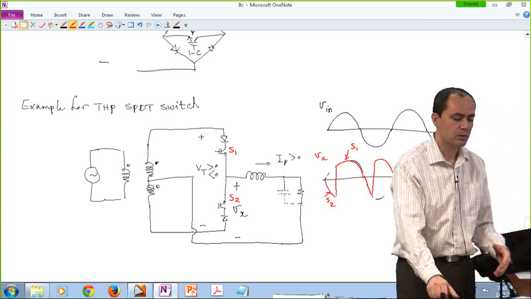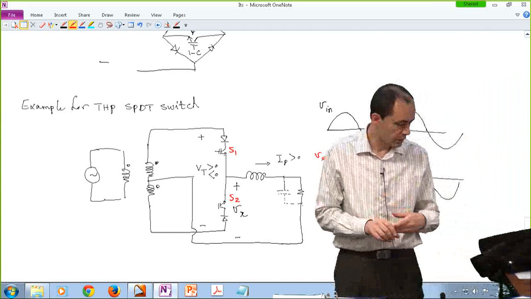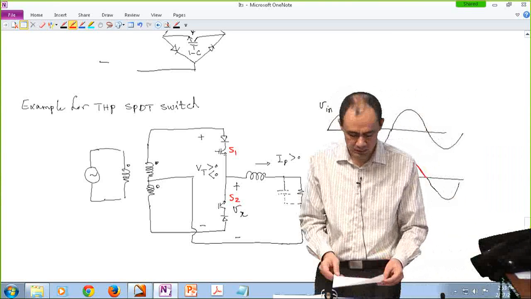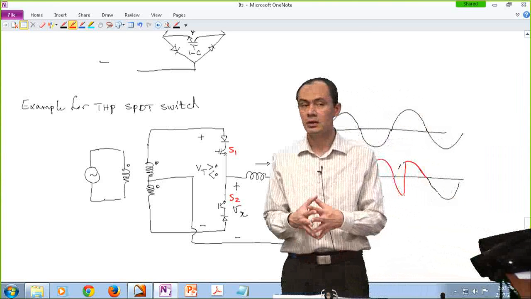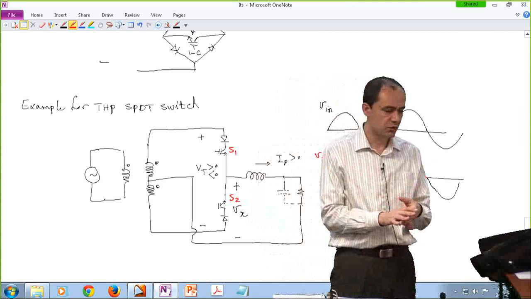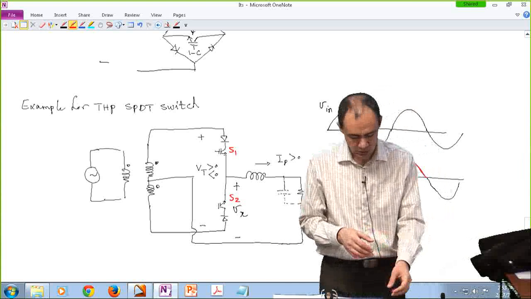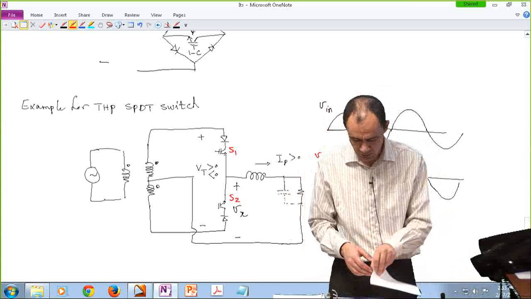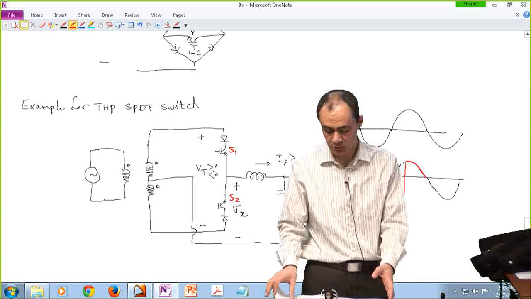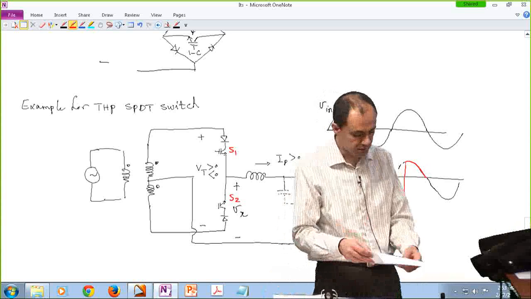By applying this trick, we are basically applying part of the input signal to the output. You can see the signal has a major DC component. So if you have a low-pass filter, you can actually obtain the DC component, and you can call it a rectifier. So basically, using a single pole double throw switch, you can build a rectifier.